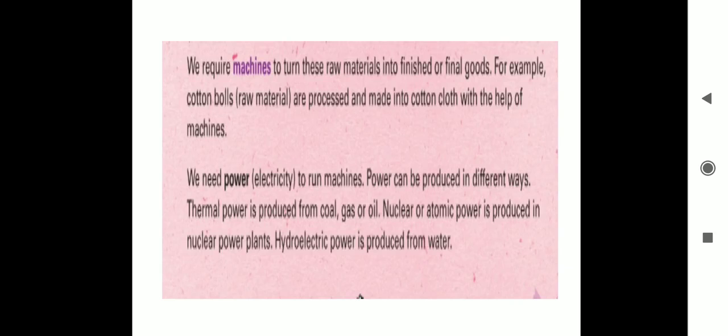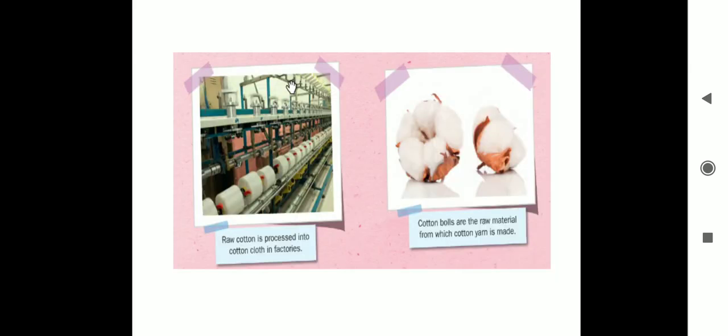Thermal power, how is it produced? It is produced from coal, gas, or oil. Nuclear power is produced from nuclear power plants. And third is the hydroelectric power. It is produced from water. Now we are going to look at the pictures. This is given on page 65 of your textbook.